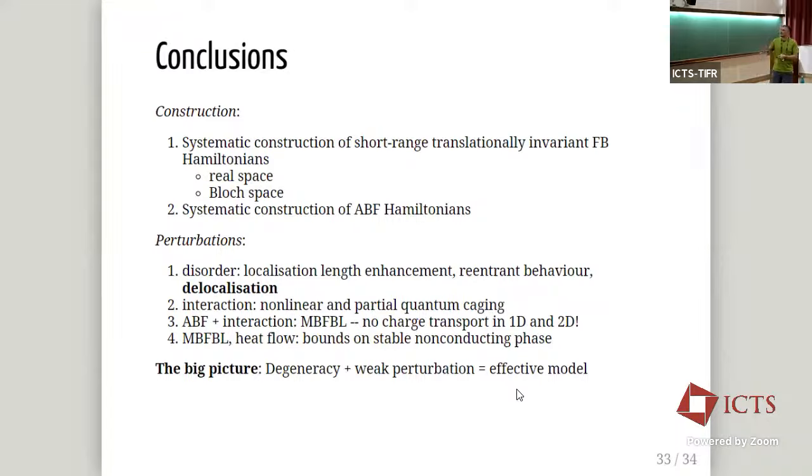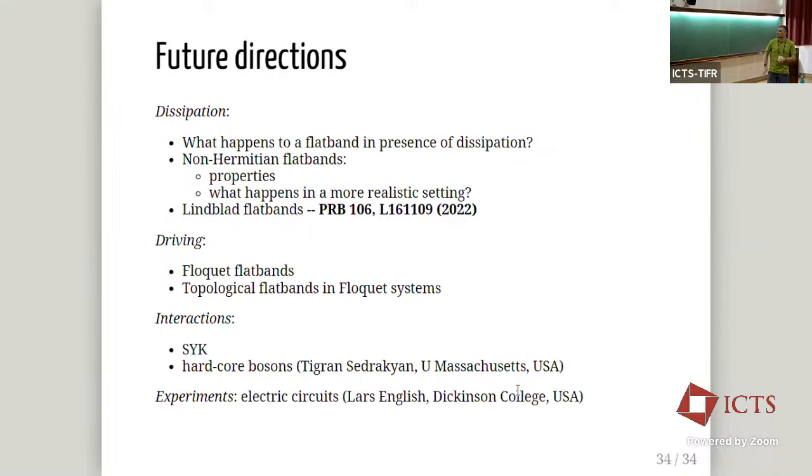So we found a way to systematically construct short-range translation invariant flatband Hamiltonians in both real space and Bloch space, and also a systematic construction of Hamiltonians for the case with all bands flat. And we've studied various perturbations, disorder, and interaction, showing that having systematic control over the flatbands, you can also construct various classes of models with controlled properties. And there are some future directions which I just leave here. And with this, thank you for your attention.